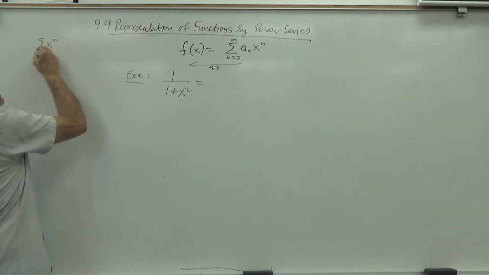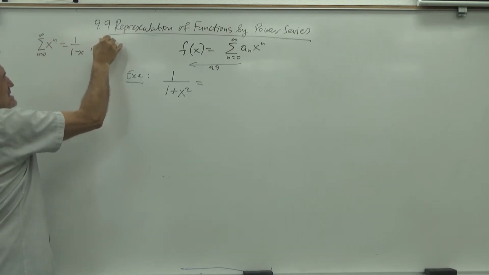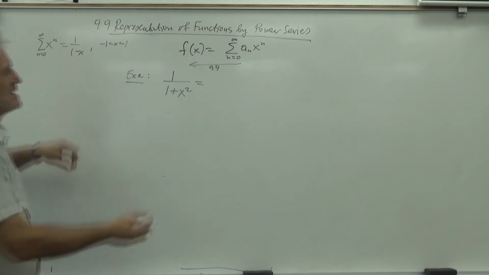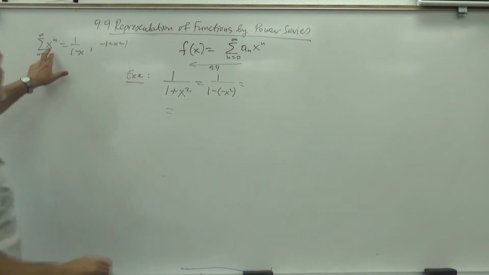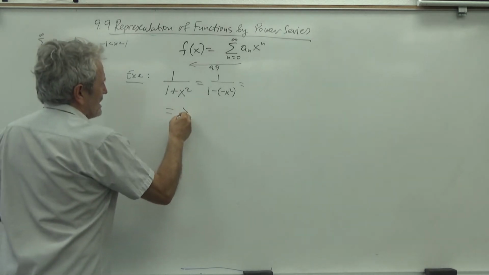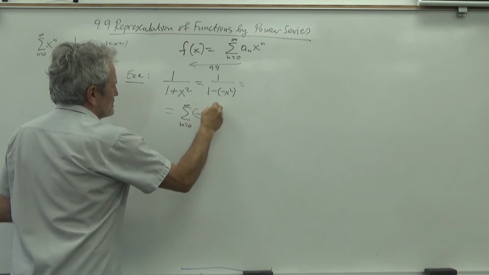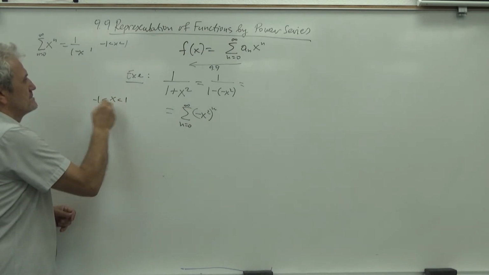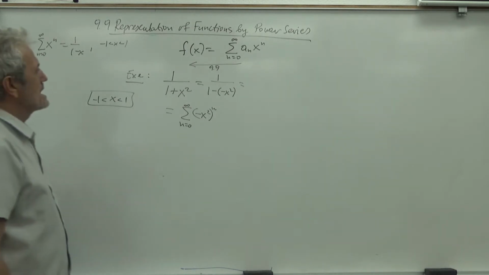Sum of x to the n when n goes 0 to infinity equals 1 over 1 minus x if x is between negative 1 and 1. So generally I want to use this, but I have to use it as 1 minus negative x squared. Now when I feed negative x squared for x into this formula, I'll get sum n goes 0 to infinity of negative x squared. It's all valid if x is between negative 1 and 1.